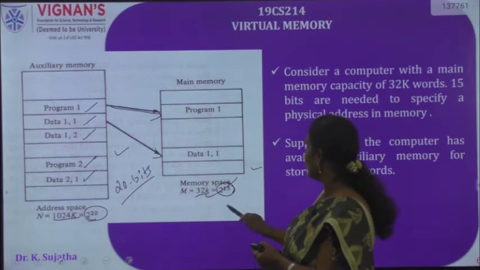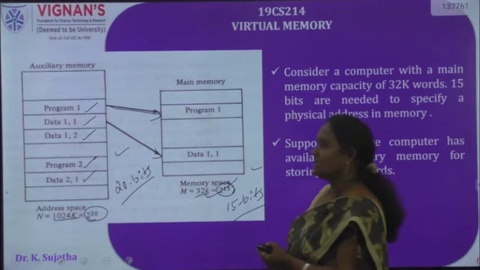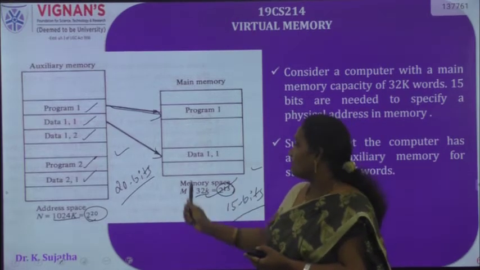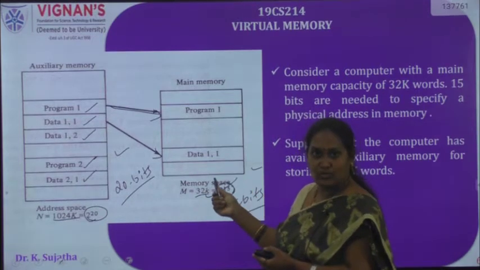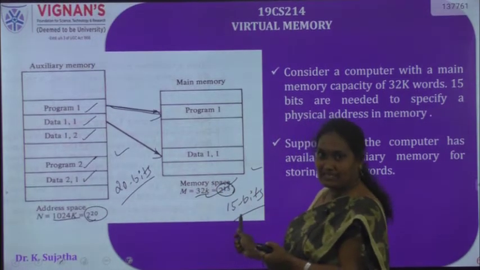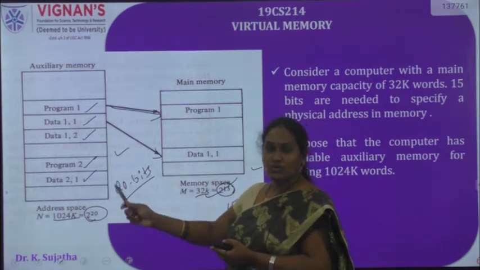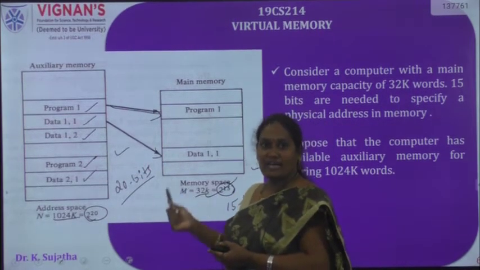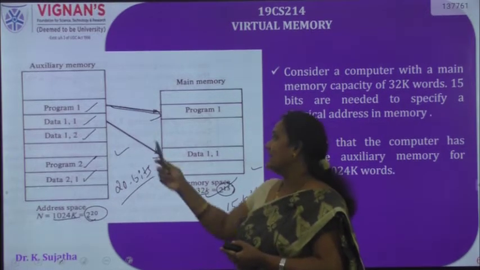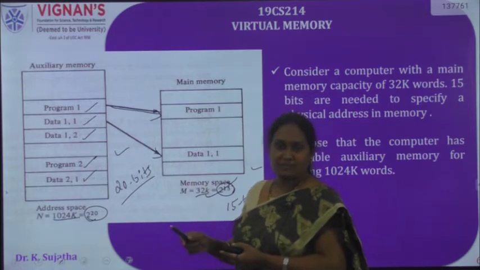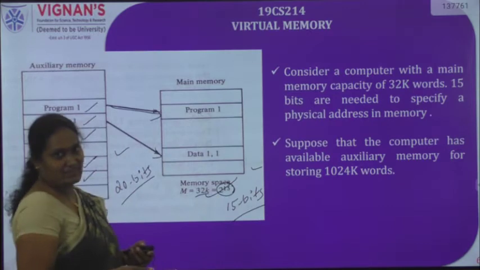So for the representation of the address of each location, it needs 15 bits. But the CPU cannot communicate directly with the virtual memory. It has to communicate with the main memory only. The CPU knows only a 15-bit address, but the programmer writes the program with a 20-bit address. Now, for accessing the programs using this 15-bit address, there should be an address mapping from auxiliary memory, that is virtual memory, to main memory, which we are going to explain.